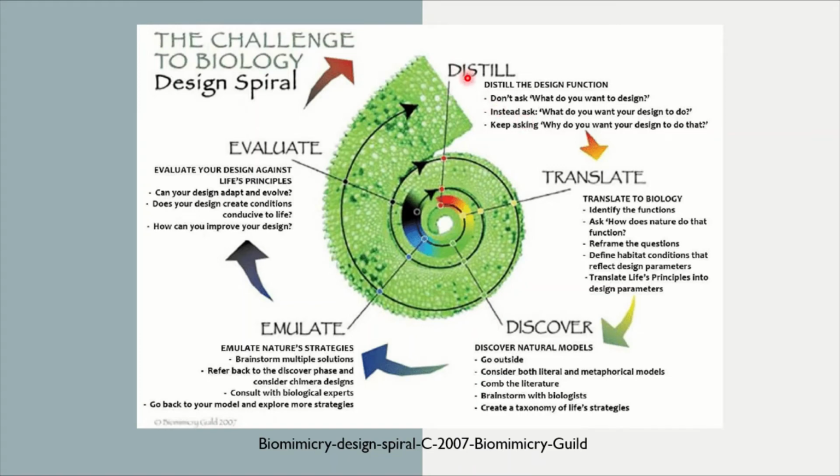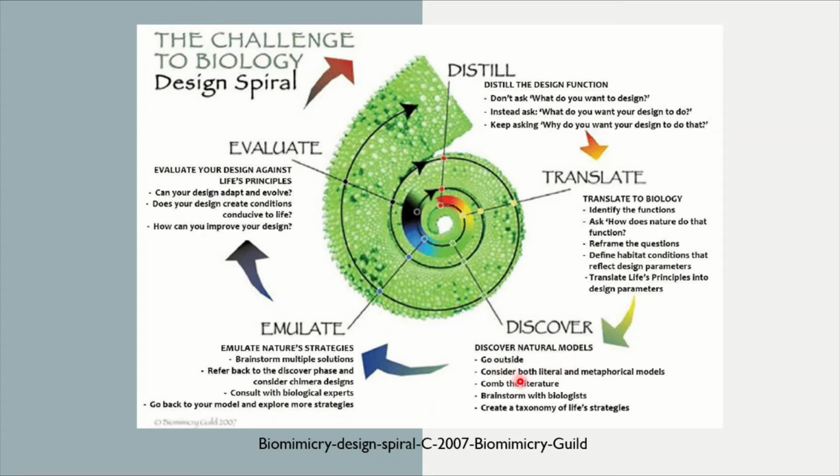The first thing is what we call to distill. So this is a design spiral. We start with distilling the design function. Instead of asking what do you want to design, we ask what do you want your design to do, so that now you look at nature and see the things that do what you would want your design to do. Then translate to biology, that is, identify the functions. Then ask how does nature do that function, what organism does that function. Then reframe your questions, define the habitat conditions that reflect that design parameter, and then translate life's principles into your design. Then discover the natural models.